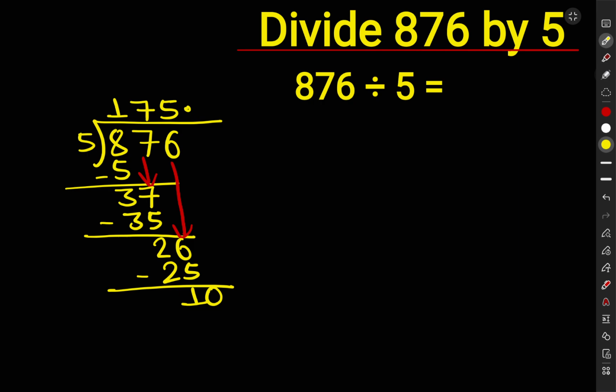So it is 10 and 5 times 2 is 10. On subtracting we get 0. So 876 divided by 5 is 175.2.